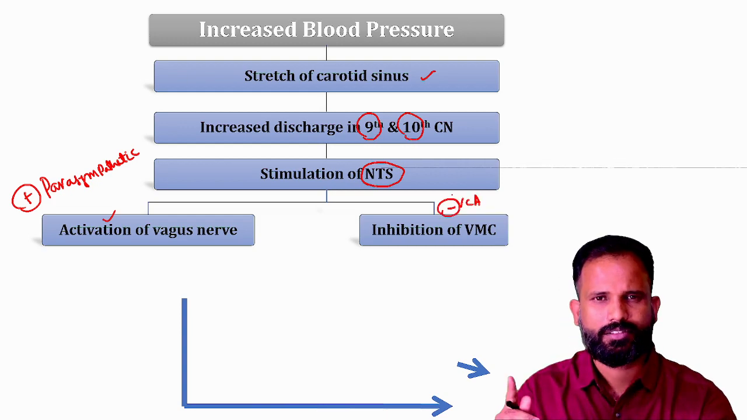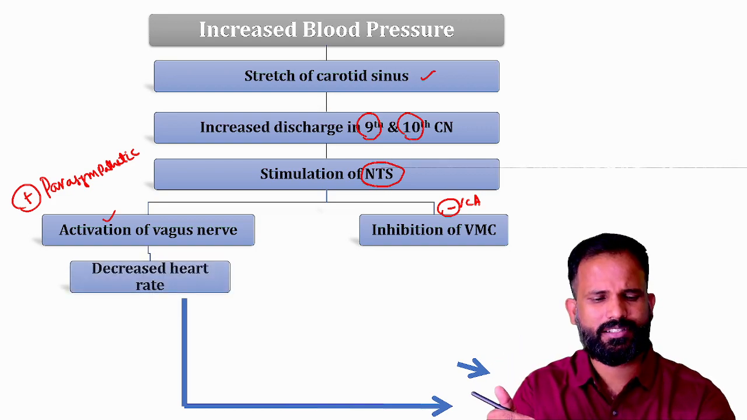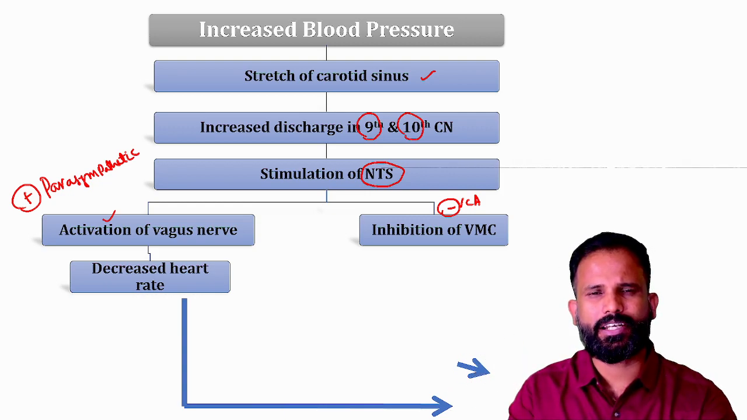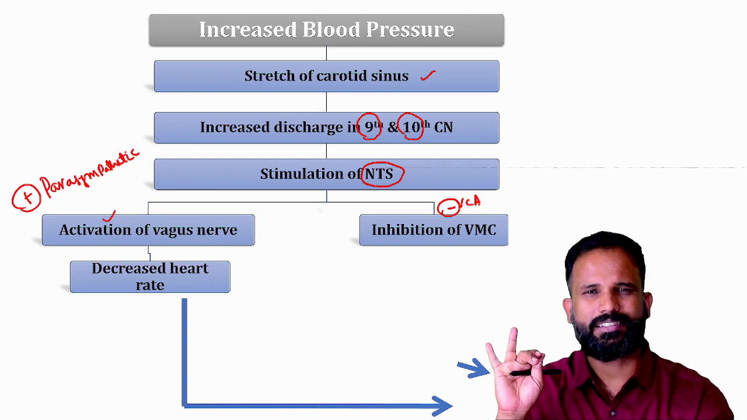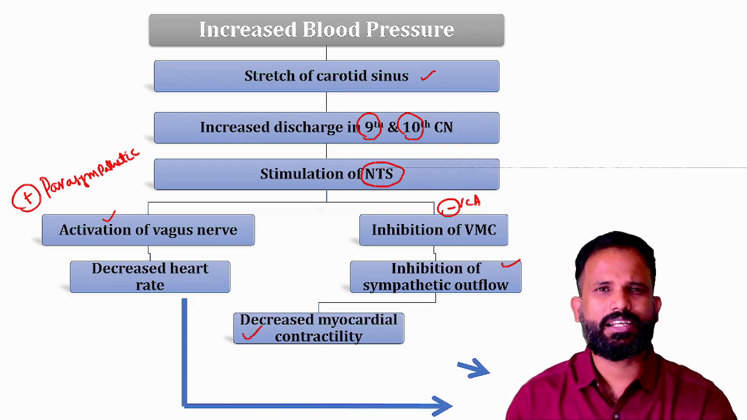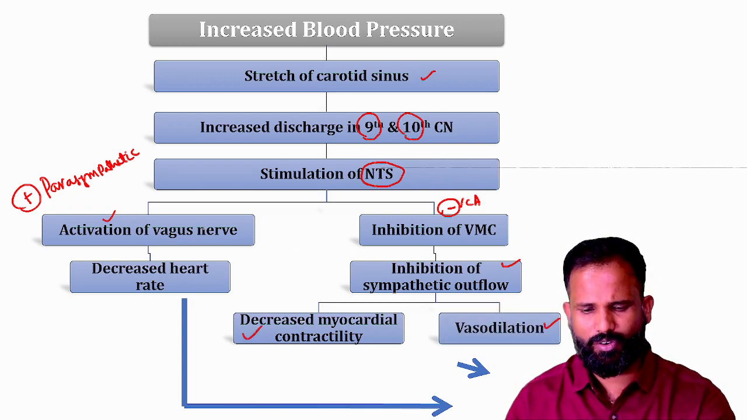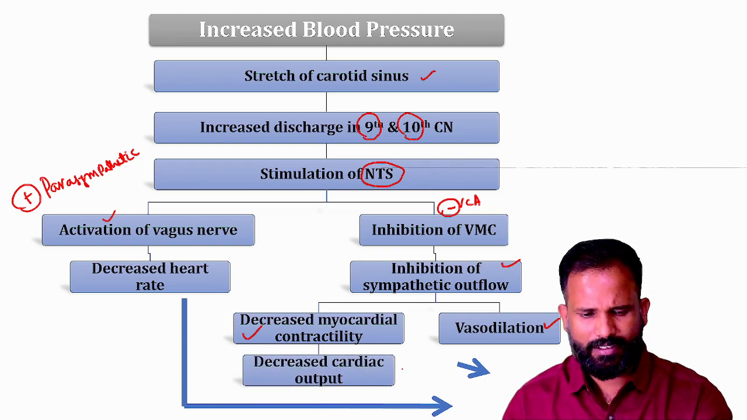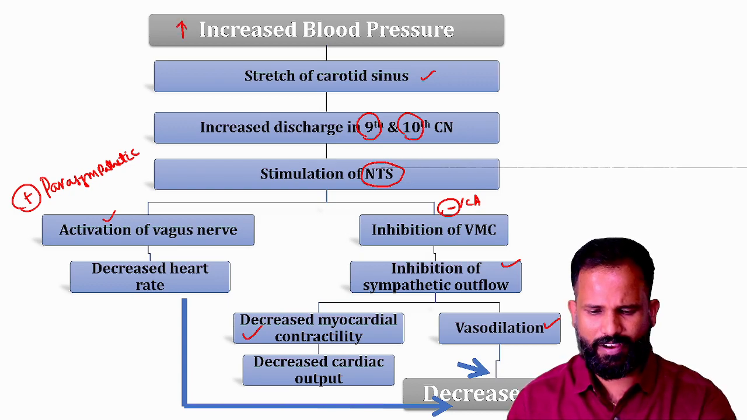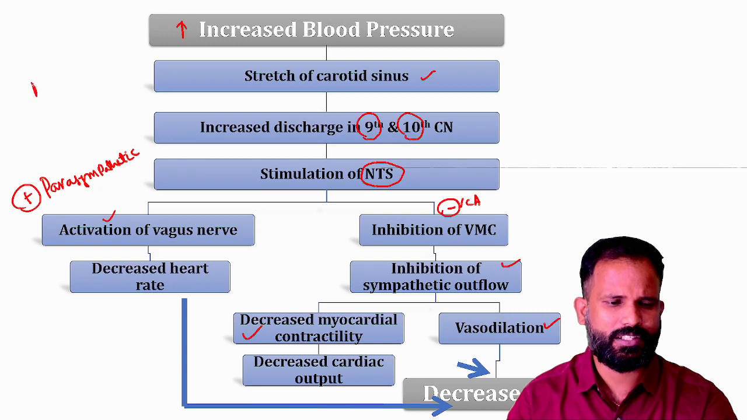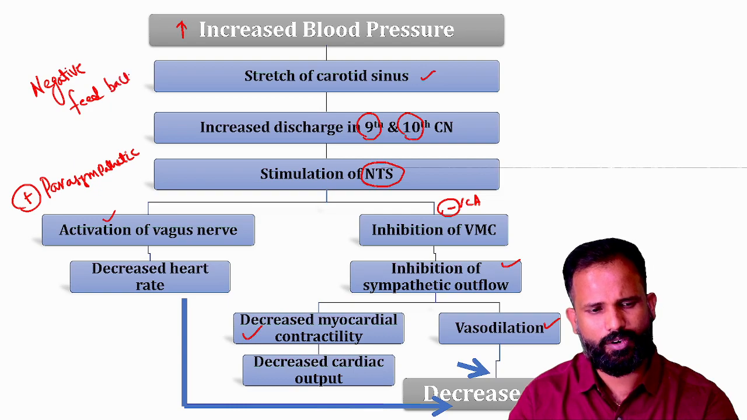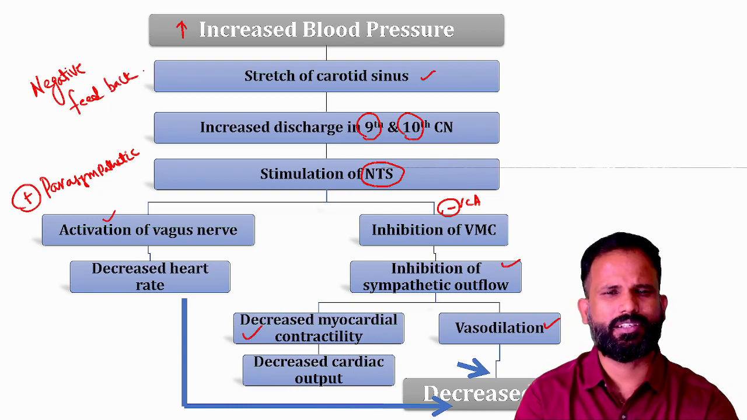So simply, parasympathetic is activated means heart rate is reduced, and sympathetic is inhibited means vasodilatation plus decrease in myocardial contractility. So inhibition of sympathetic outflow, so decreased myocardial contractility and vasodilatation. All these factors together will cause decreased blood pressure. So increased, the final result is decreased, and it comes to normal. This is a negative feedback loop. This is how our baroreceptor mechanism acts when BP is increased.